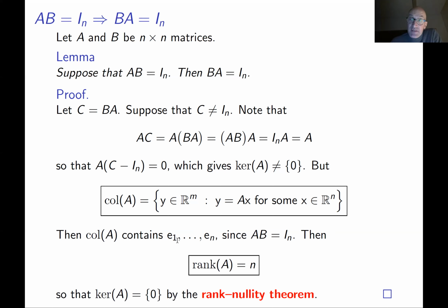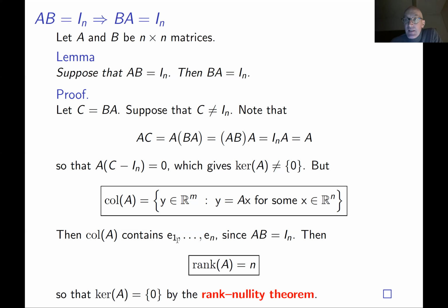Okay, but this means that the rank of A is n, because the dimension of Rn is n. But it contradicts the rank-nullity theorem. If the rank of A is n, then the rank-nullity theorem tells you that the dimension of the kernel is 0. The nullity of the matrix is 0. But we already proved that the kernel is not 0.